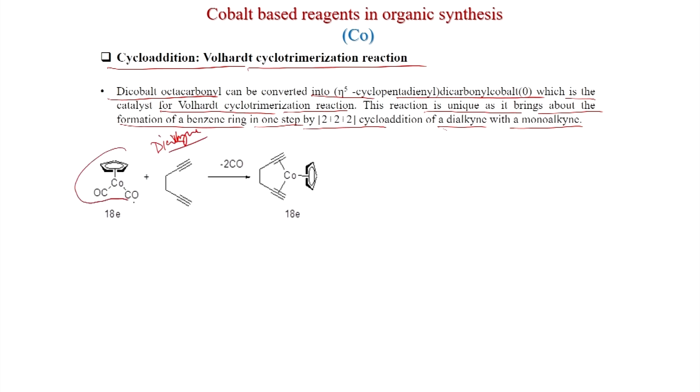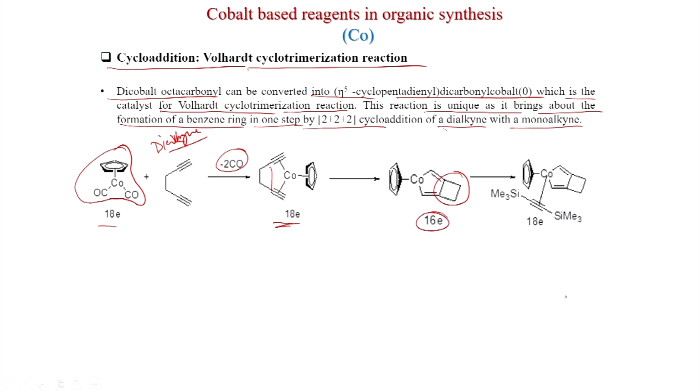And this is the monomer, the cobalt 18 electron complex. Now, after 2 carbon monoxide elimination you get this, coordination happens, and now this bond is formed. So, you see 1 2 3 4. This bond is formed here. So, the cyclobutane ring is formed, and here also cobalt is connected with cyclopentadiene. This is a 16 electron system.